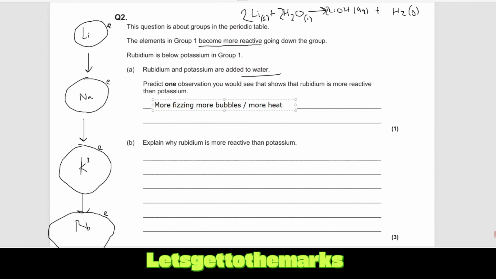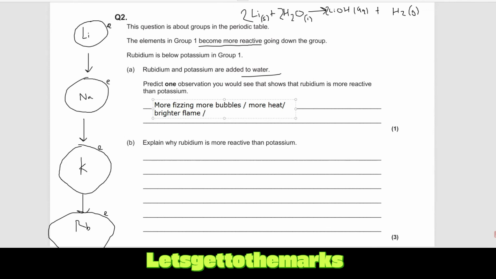And with potassium, you get a violet purpley flame if it catches on fire. And with rubidium, it's even brighter and more intense, higher frequency energy coming out. So I'm going to say brighter flame. Okay, so we've got more fizzing, more bubbles, more heat, brighter flame.